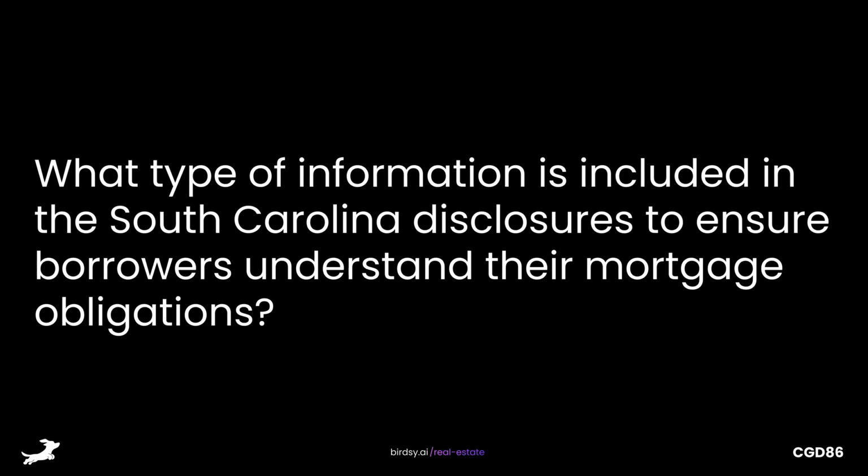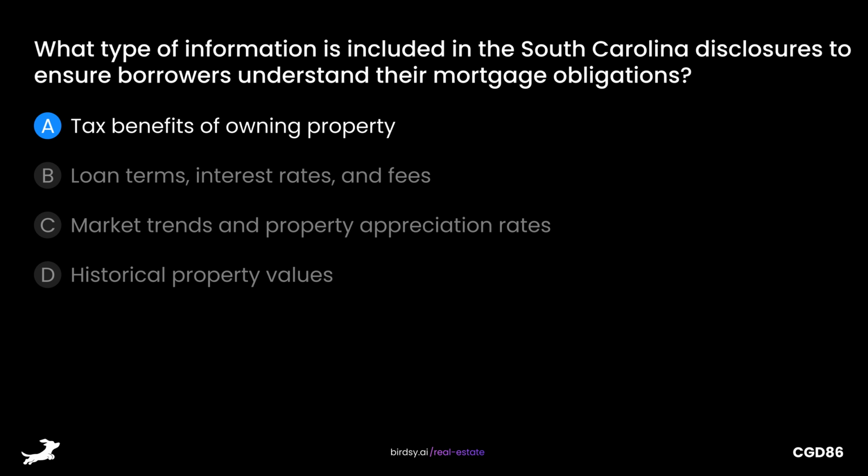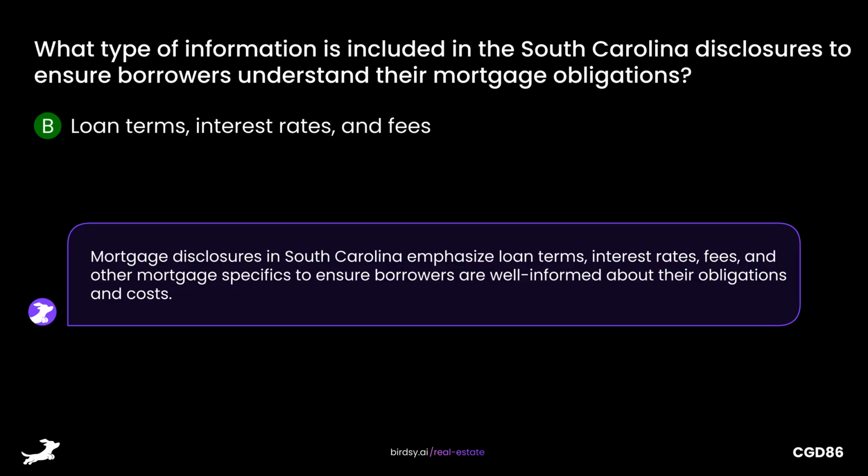What type of information is included in the South Carolina disclosures to ensure borrowers understand their mortgage obligations? Is it A, tax benefits of owning property, B, loan terms, interest rates, and fees, C, market trends and property appreciation rates, or D, historical property values? The answer is B, loan terms, interest rates, and fees. Mortgage disclosures in South Carolina emphasize loan terms, interest rates, fees, and other mortgage specifics to ensure borrowers are well informed about their obligations and costs.